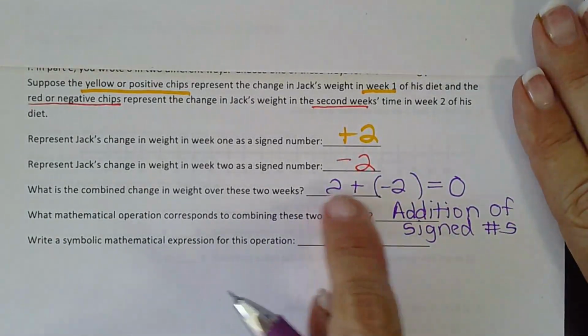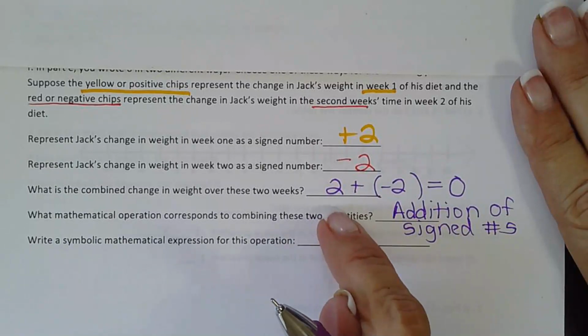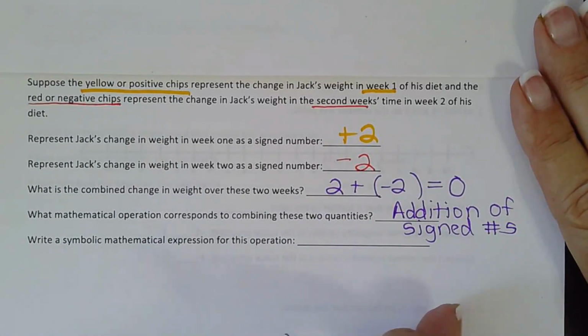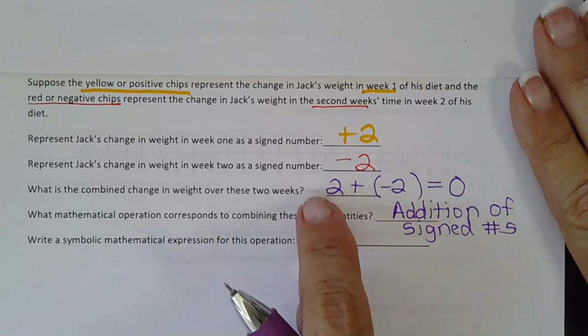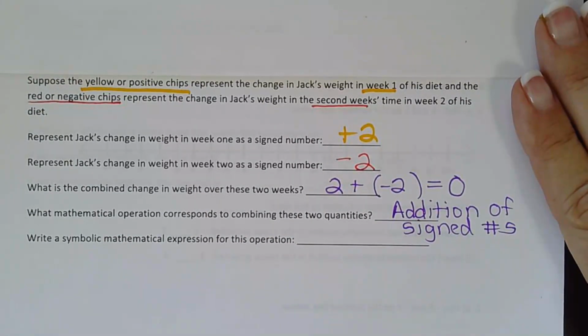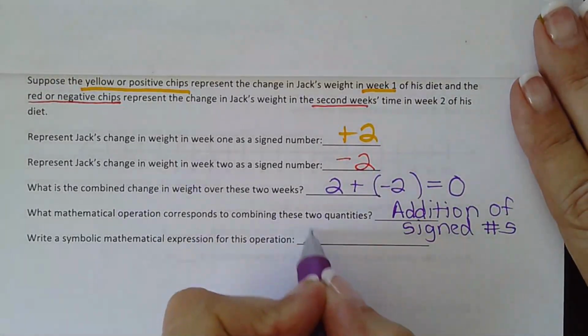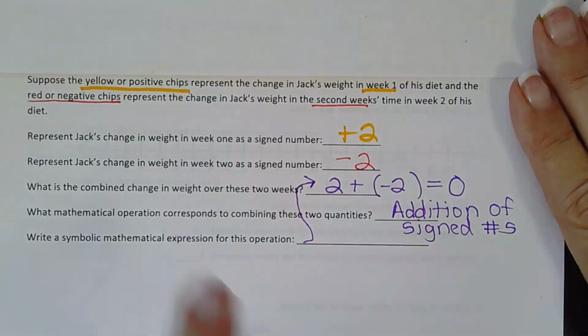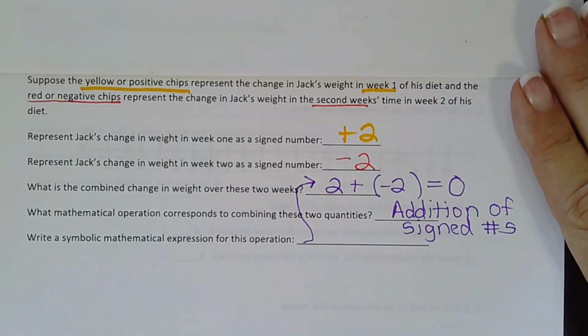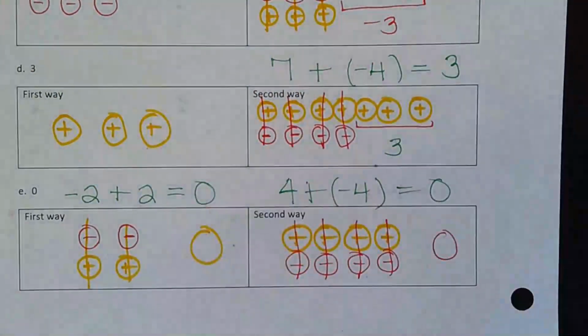And the rule is when the signs are different, which they are, one's positive, one's negative, then we subtract. 2 minus 2 is 0, and keep the sign of the larger, which in this case 0 doesn't have a sign. Write a symbolic mathematical expression. Oh, I guess I already did that. So there's the mathematical expression. I think this one they just wanted 0 on there. That's okay. Same thing twice. Okay, so that's just another way of showing you when we add opposites, we get 0. Because they cancel each other out just like the positive and negative chips do.